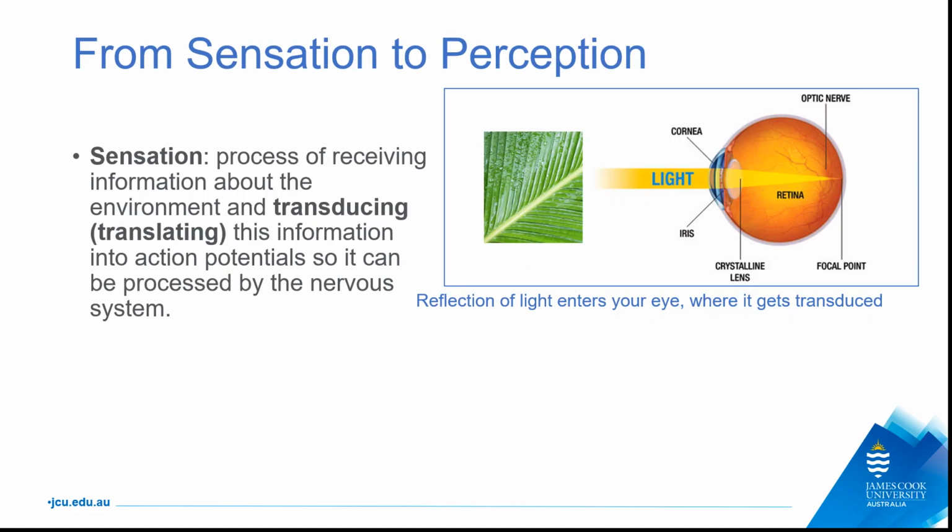So, from sensation to perception. This is one of our first slides on psychology, I would say cognitive psychology. This is also a revision of our intro to psychology. I just want to emphasize the words in bold. Sensation is the process of receiving information about the environment and how we transduce or translate such information into action potentials. So it's the conversion of one energy into another.